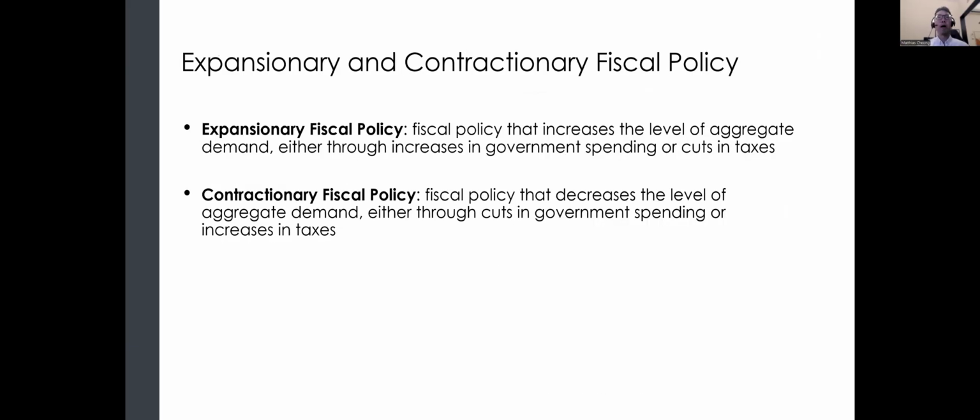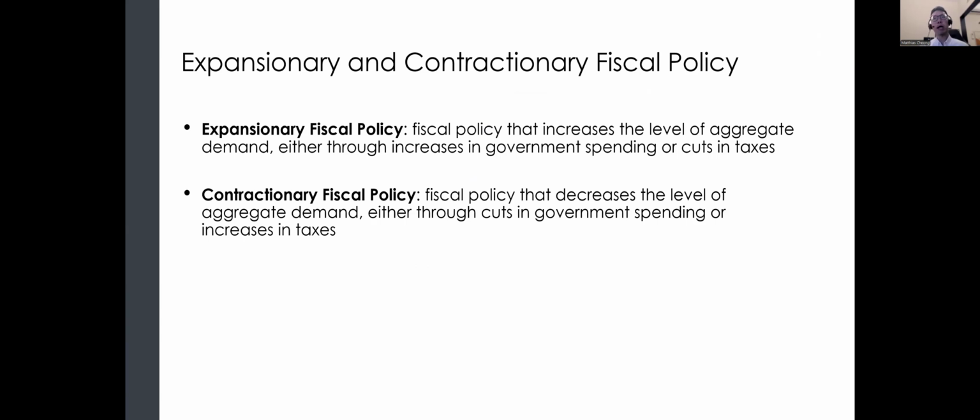So now let us talk about expansionary and contractionary fiscal policy. Now, expansionary fiscal policy is where the government increases the level of aggregate demand either through increases in government spending or cuts in taxes. On the other hand, contractionary fiscal policy is where the government decreases the level of aggregate demand through cuts in government spending or increases in taxes, right?